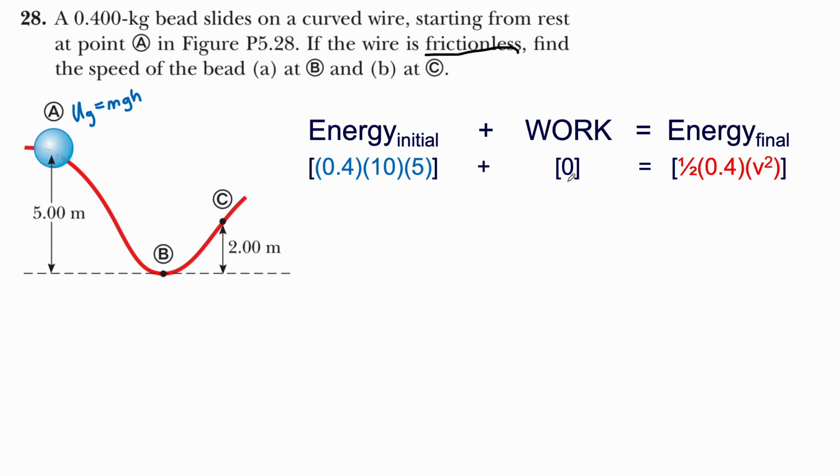There's no work done. There's no additional forces besides gravity acting on it. There's no friction, and so there's no work. And the final energy at point B is going to be purely kinetic. It has no gravitational potential energy because I'm going to define h equals 0 here at the ground. Why? It was just plain convenient.